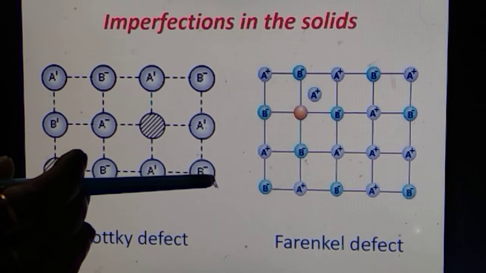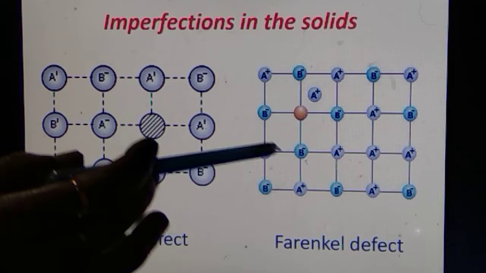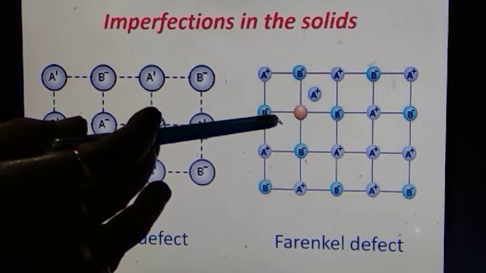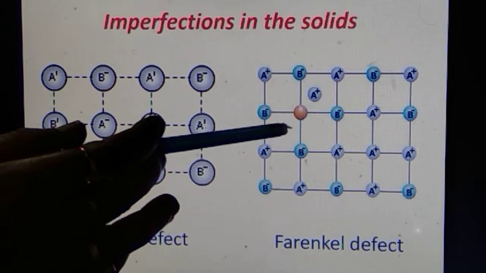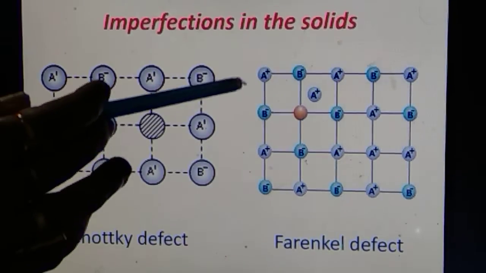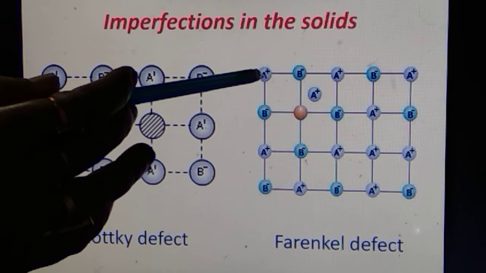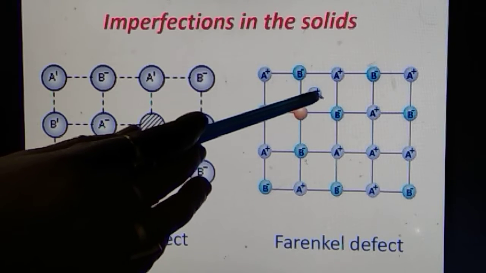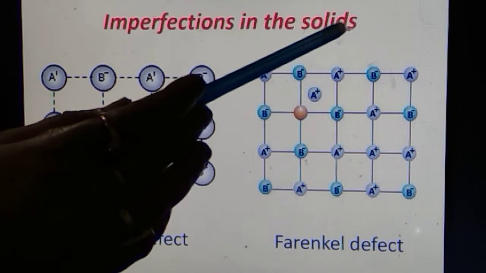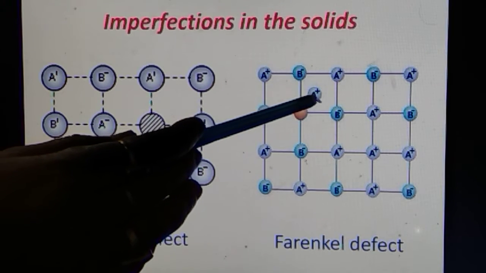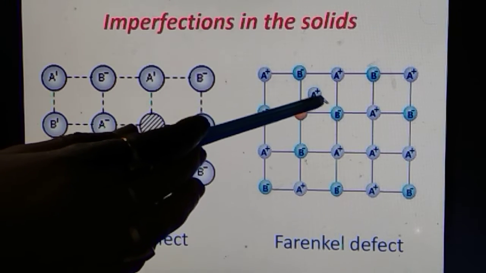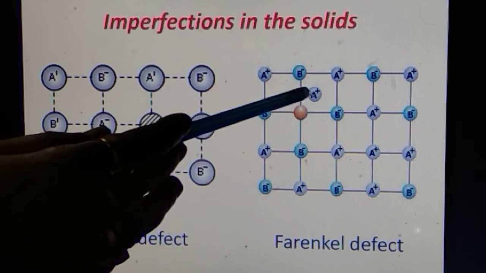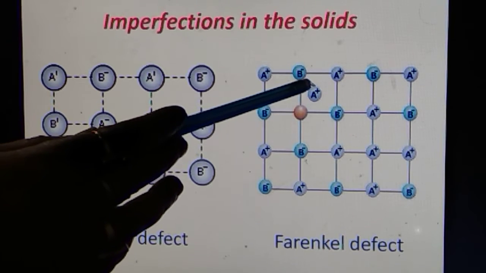Second is the Frenkel defect. The Frenkel defect is shown by ionic solids. Number 1, the smaller cation is dislocated. The cation A plus is dislocated from its normal site to an interstitial site. My dear children, this is the place, and this place is known as the interstitial site. So which is dislocated here? A plus, that is the cation. You know that the size of the cation is smaller than the anion. So the cation dislocates from its place and occupies the interstitial site.